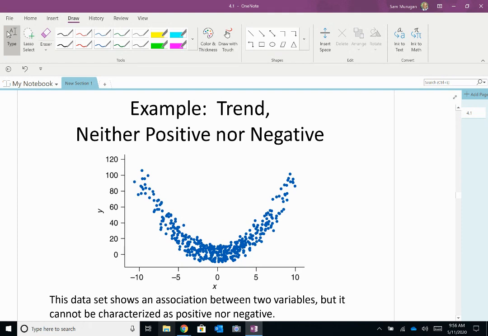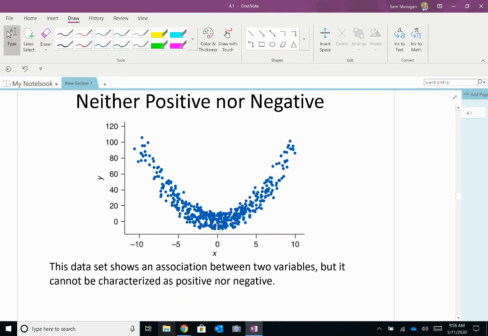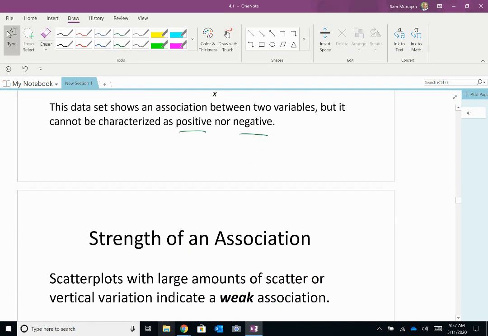So here's another example. In this case, the trend is neither positive nor negative. Although this data shows an association, it's not positive or negative. It changes from negative to positive, from that way to that way. So it's neither negative nor positive.